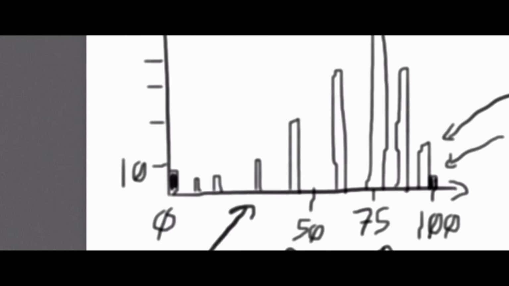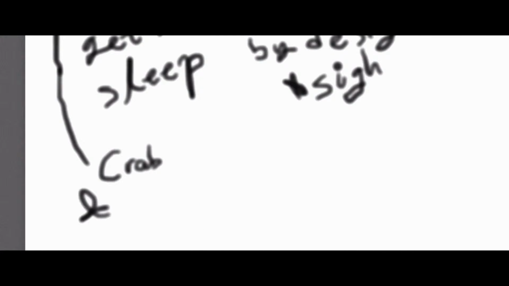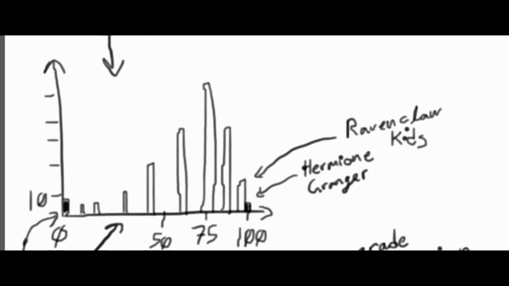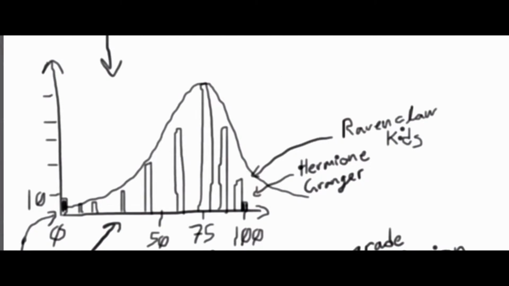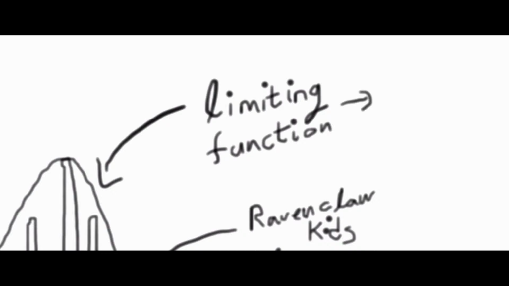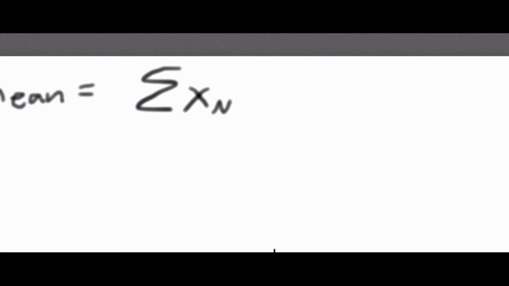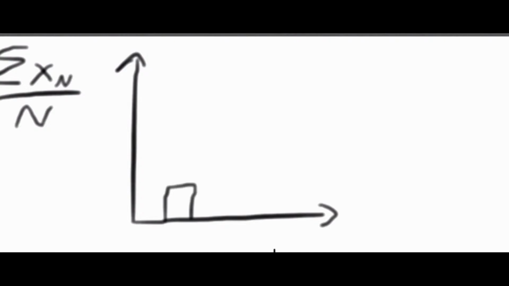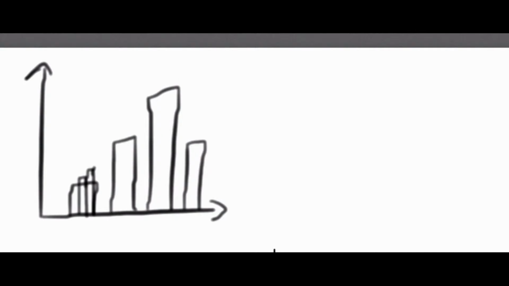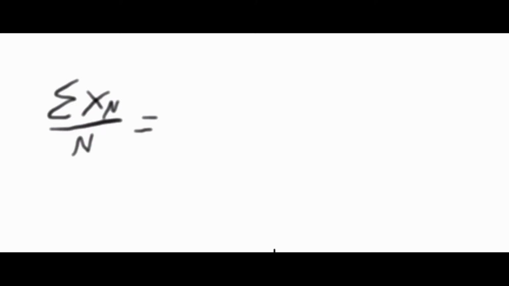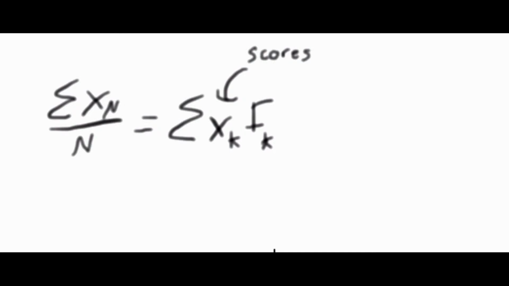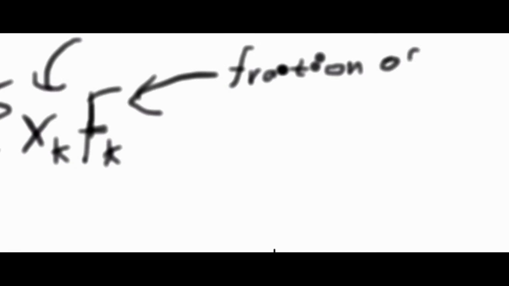That means if we had an infinite number of kids taking this test, then the outline of the histogram would become the limiting function, meaning the more kids that take the test, the more the average, the mean, which is the sum of all the scores divided by the number of the test takers, goes from a discrete function to a continuous one. In other words, the discrete steps become so fine that it is not helpful to distinguish them as steps.